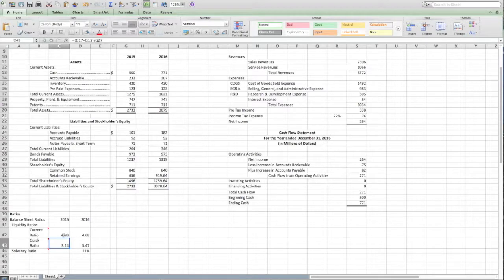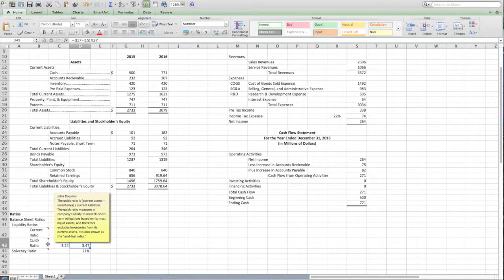So that's how you calculate the current ratio. And here it is again for the next year, right? For 2016, we're going to compare this number and divide it by this number. And if I double click on this, you can see that's the two numbers, and that's the formula that we have there. So that's the current ratio.